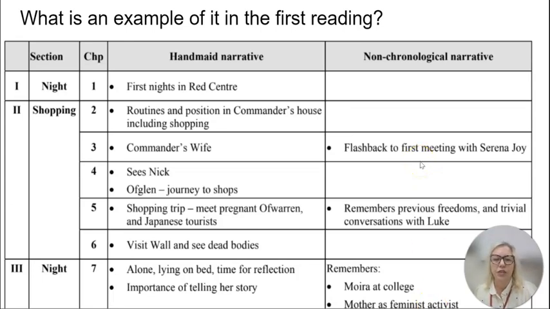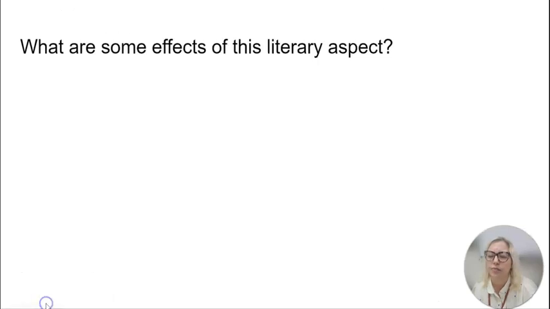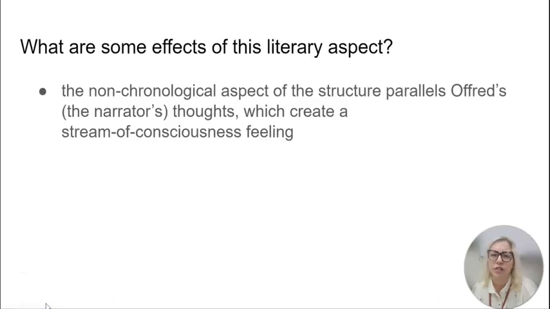So this is the kind of thing you're going to be looking at when you're analyzing structure. And what you have to decide is, what are some of the effects of organizing the book in this manner, where we are learning about these things that happened before the current timeline and giving us this non-chronological narrative, the repeating night chapters, and then why Atwood might organize it into these sections with chapters within. So what are some effects of this literary aspect?